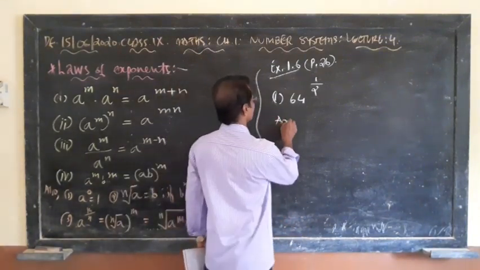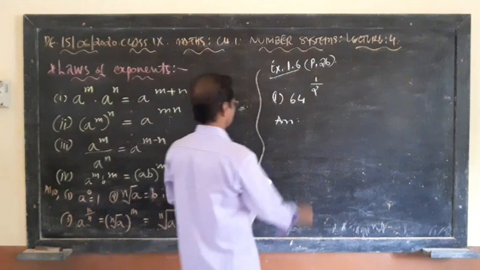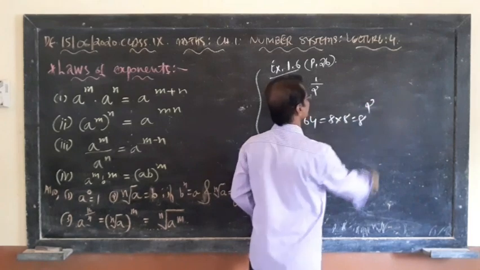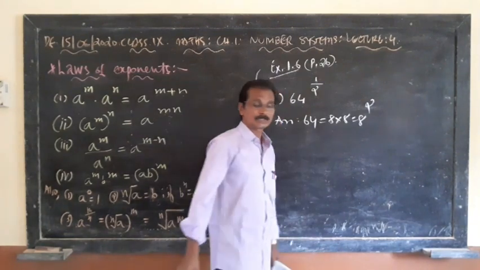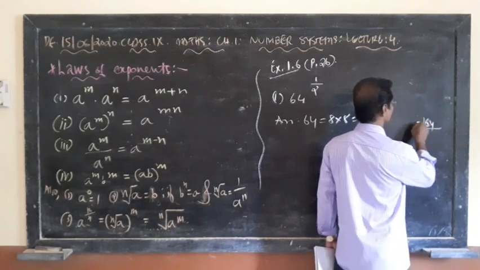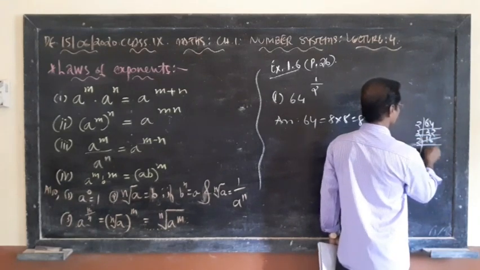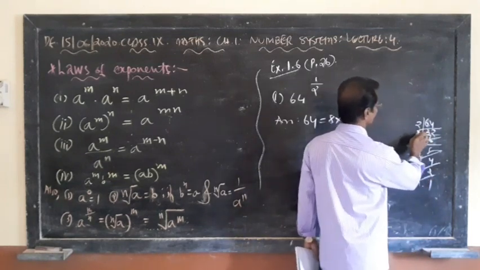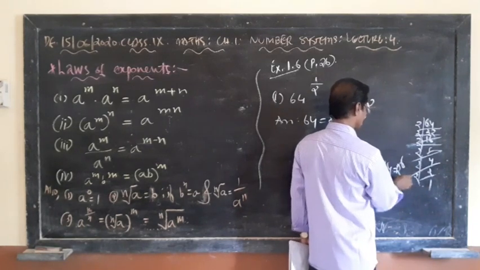So how to solve this? First of all we need to find the factors of 64. So 64 you can write as 8 into 8, that means 8 square. You can also find the prime factors: 2, 32, 2, 16, 2, 8, 2, 4, 2, 2 and 2, 1. So counting 1, 2, 3, 4, 5, 6, you can write 64 equal to 2 raised to 6 also.